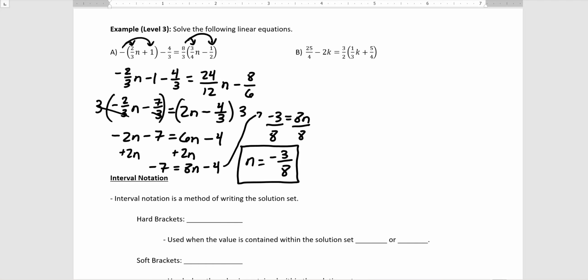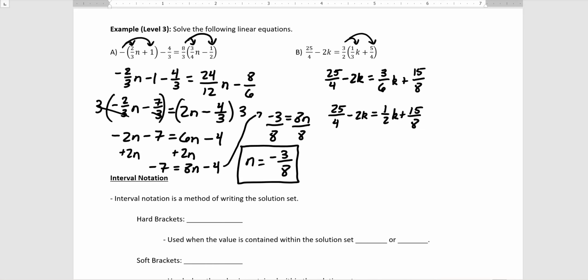All right, let's see how we did here with letter B. So first thing I notice is we got some fractions that we're going to have to distribute out here. So I have 25 over 4 minus 2k equals 3/2 times 1/3 k. Well, 3 times 1 is 3. 2 times 3 would be 6k plus 3 times 5 is 15. 2 times 4 is 8. All right, so let's simplify this 3/6k here. We can do that. So we'd have 25 over 4 minus 2k equals 1/2 k plus 15/8.